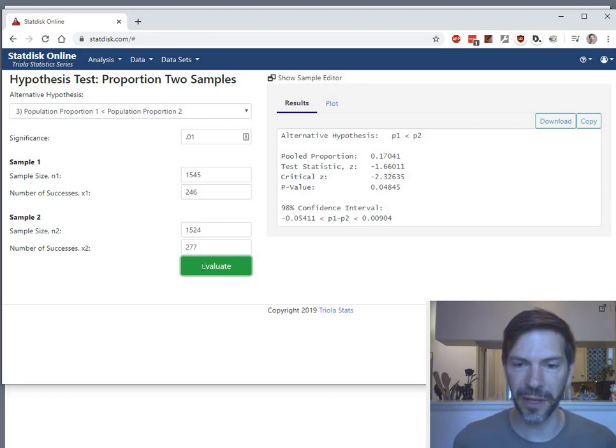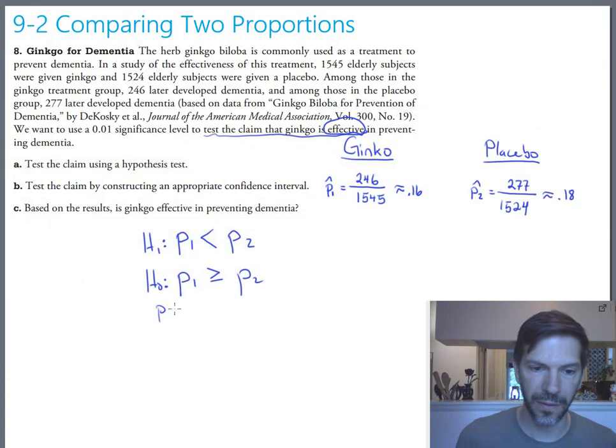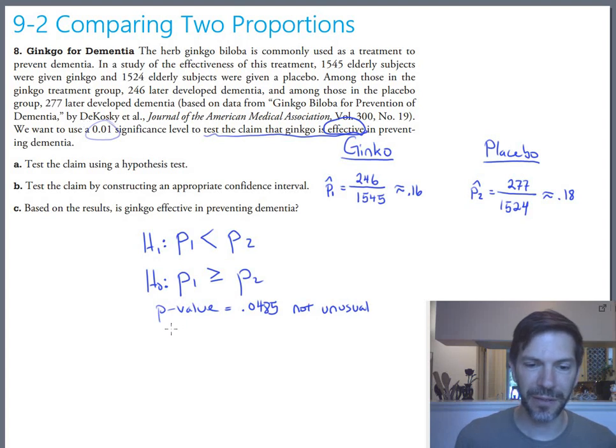So let's go ahead and jot the p-value down, 0.0485. Again, normally that would be unusual, but for our definition, that is not unusual. Again, we had that 0.01 significance level. Not unusual, so we are not rejecting the null.